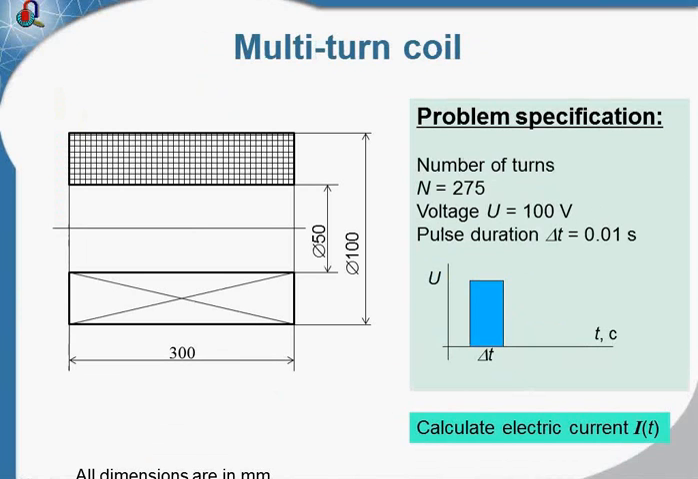The coil is another common element of the pulse devices. This coil has 275 turns and the air core. The square voltage pulse is applied to the coil terminals. The pulse amplitude is 100 volts and the pulse duration is 1/100 of the second. Our task is to calculate the current.